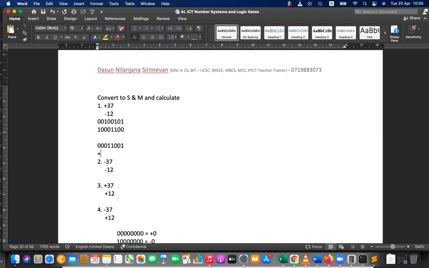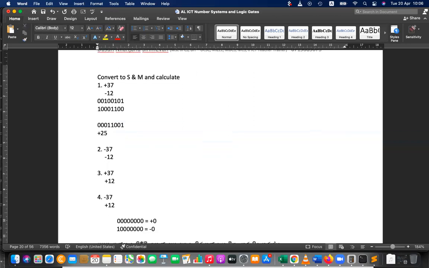So the answer will be plus. This value is 16 plus 8, which is 24, 25. 25 is the answer. So I asked you to do the same, a similar calculation. I hope you get this. Anyway, you will not get this kind of mathematics in your examination. Even if you do, it will be easy because you can do 37 minus 12. You know the answer is 25.